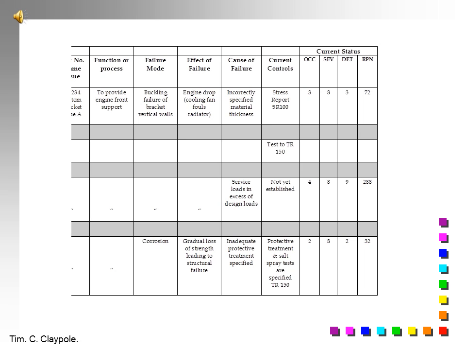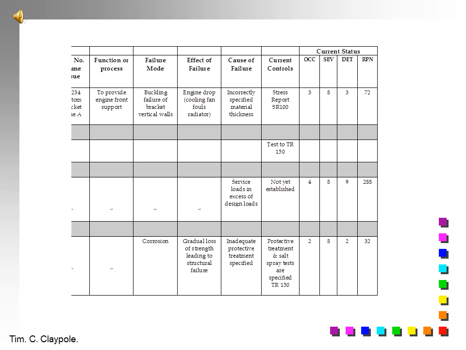Well, one way in which it could fail is that it buckles. If it fails, the effect of the failure is to cause the engine to drop. And if the engine drops, the cooling fan goes into the radiator. Why might this failure occur? You have the cause of failure. Well, it could be that we've not correctly specified the material thickness. How do we ensure that we've correctly set the stress levels? Well, we've done an analysis and we have a stress report to show that we've done the analysis.